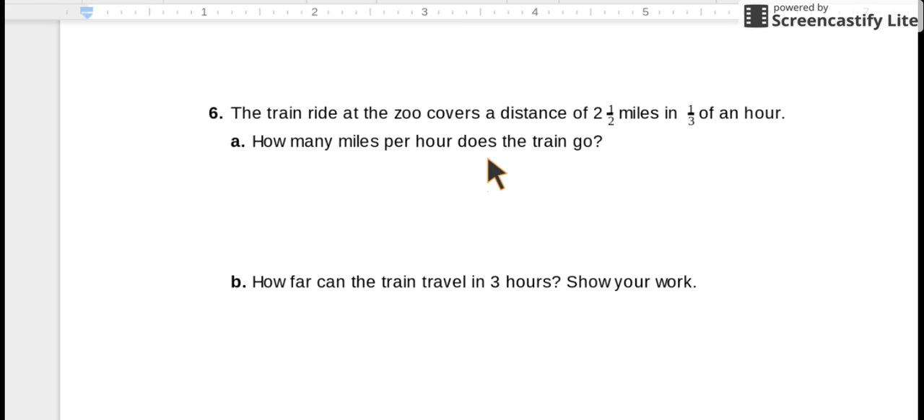This is question 6 for the test. The train ride at the zoo covers a distance of 2.5 miles in 1/3 of an hour. How many miles per hour does the train go?